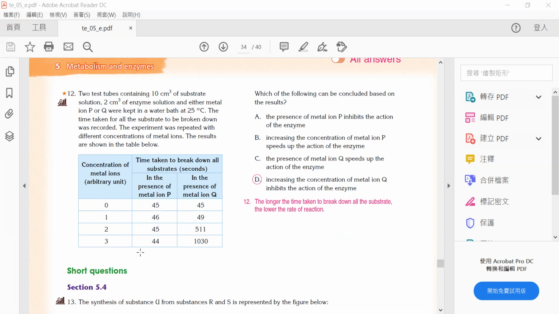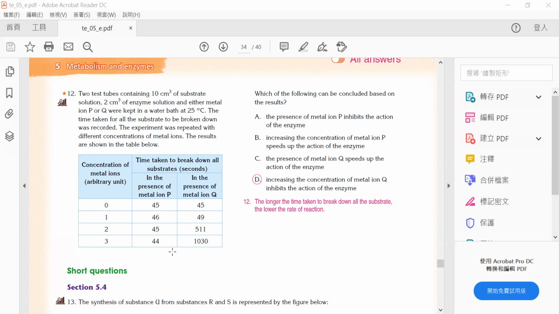If we look at the result for metal ion P, no matter the concentration of metal ions, whether it's 0, 1, 2, or 3, the time is just around 44, 45, 46. That means different concentrations of metal ions do not affect the rate of reaction. More metal ion P, the reaction is the same. No metal ion P is just the same. So P is not an inhibitor for that reaction because it does not have any effect on the rate of the reaction.